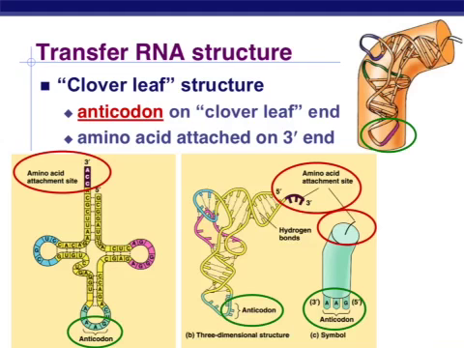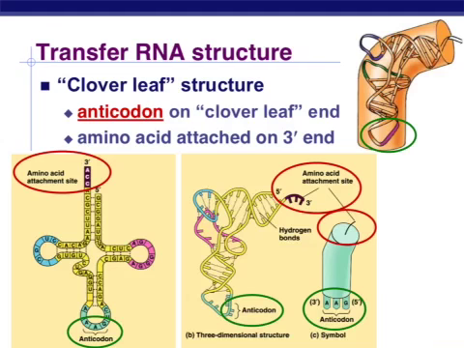So let's look at tRNA a little closer. It has a very unique structure. It is still single-stranded, but because RNA has the ability to fold and base pair with different sections of itself, transfer RNA takes on this twisted shape, which we normally describe as being a clover leaf structure.